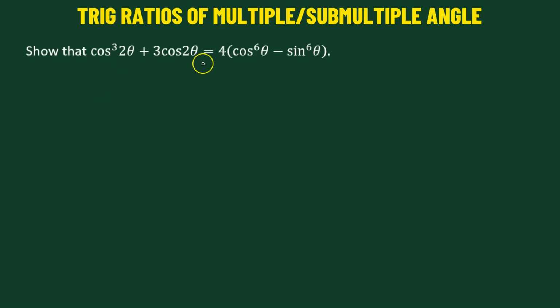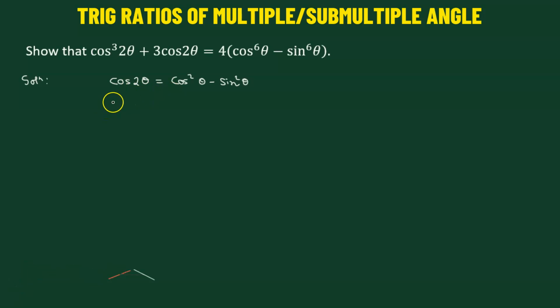So we need to prove the following. Let us begin. We'll start the problem by considering the formula for cosine of 2 theta. We know that cosine of 2 theta can be expanded to get cosine squared theta minus sine squared theta. Now, since we need cosine cubed 2 theta, what will we do?